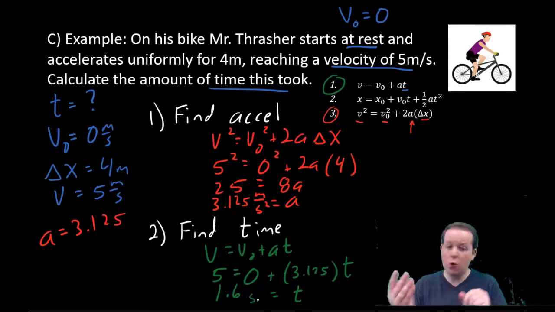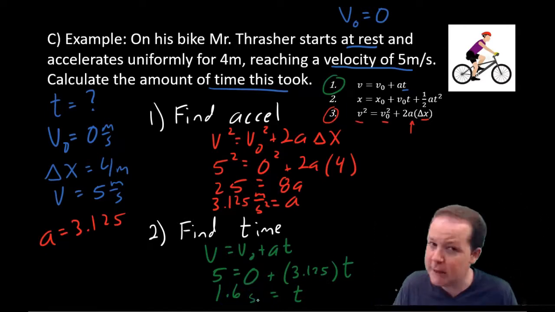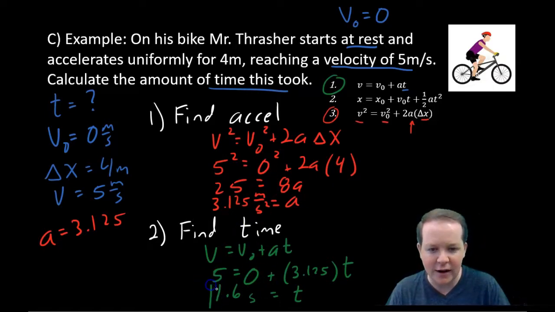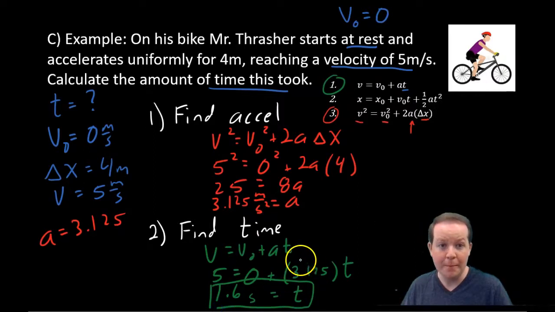Again, I just round after 1 or 2 decimals. Don't have to use sig figs. Don't have to use that 3 decimal place rule. That's my final answer. I like to box my final answer. 1.6 seconds. That's it.